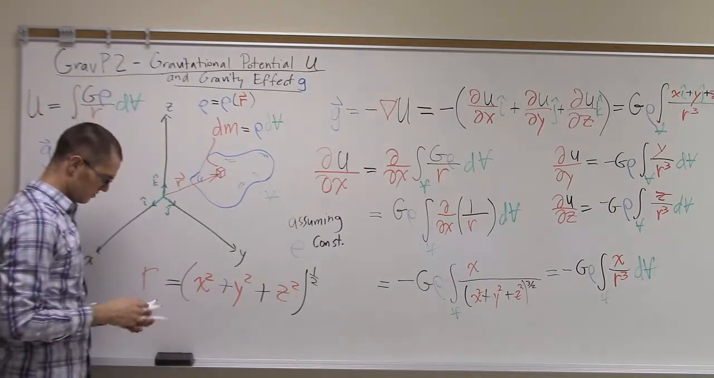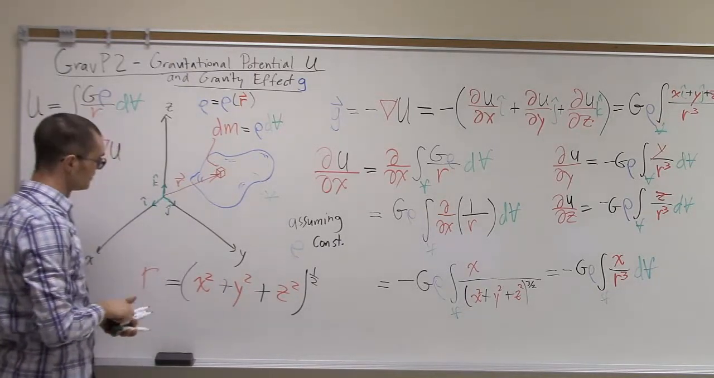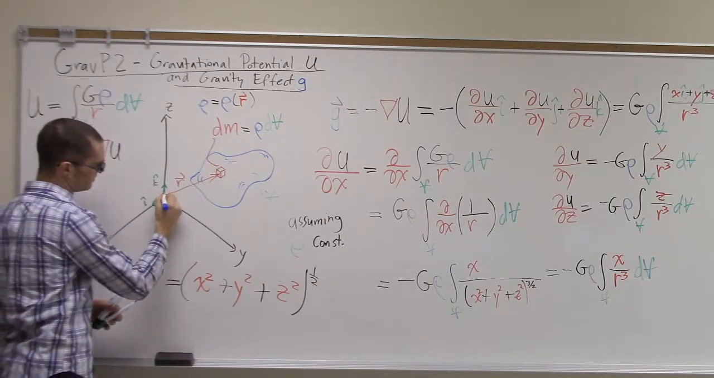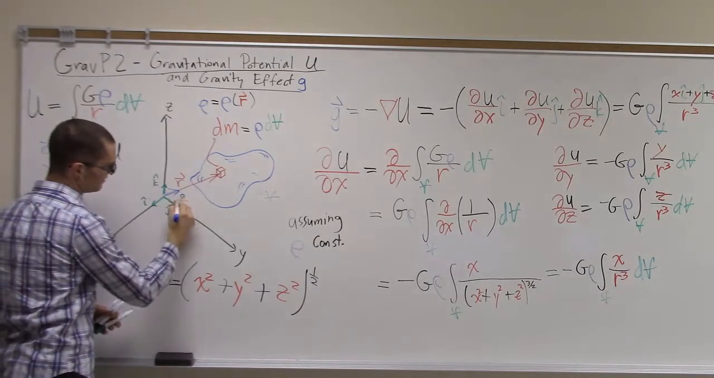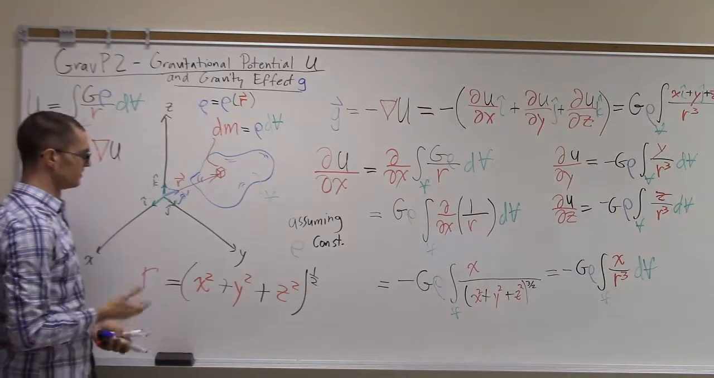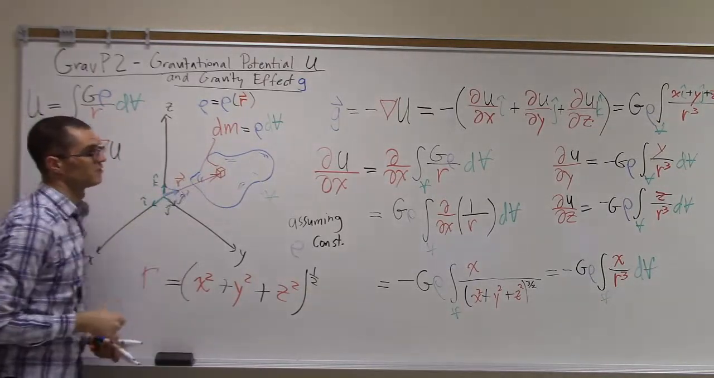So actually its direction is straight out this way, as you would expect. So the direction of the gravity field is towards the mass.